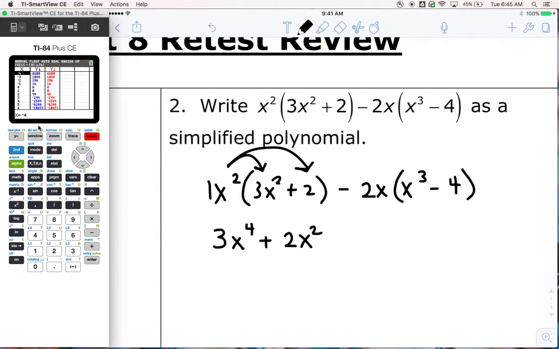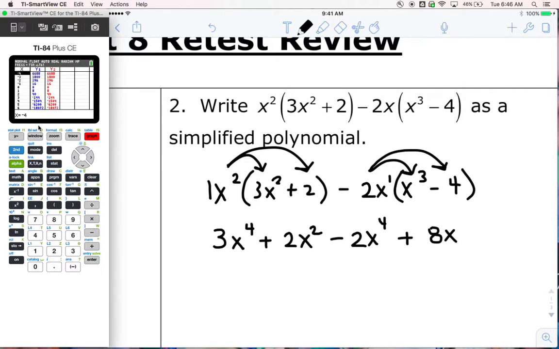This is getting multiplied by negative 2x. So negative 2x times x cubed is going to be negative 2. Put a 1 here if it helps because you got to add up the 1 and the 3 to get x to the 4th power. Okay, and then our final term in this one we have negative 2x times negative 4. And that's going to be a negative times a negative, so a positive 8x. All right, the x is just this one from the outside.